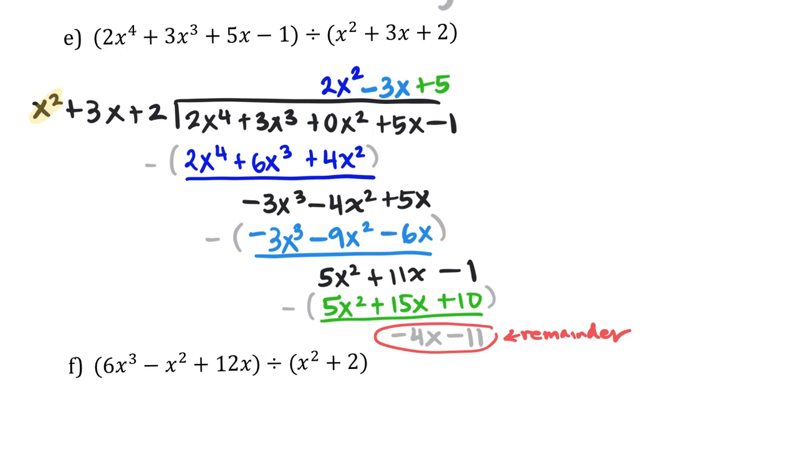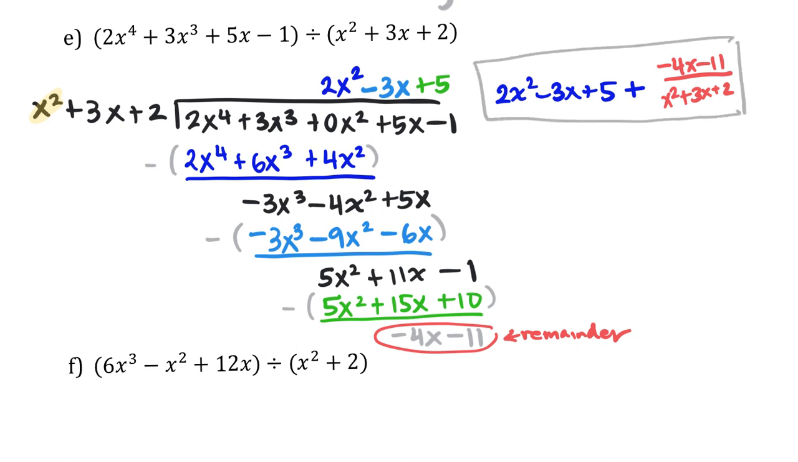So it's okay to have that. But I'm going to be really careful about how I write my answer actually. So 2x squared minus 3x plus 5. My remainder is negative 4x minus 11. So one way would be to write plus here, and then put negative 4x minus 11 over x squared plus 3x plus 2. And this is the safe way to write it because there's a mistake you can make otherwise.